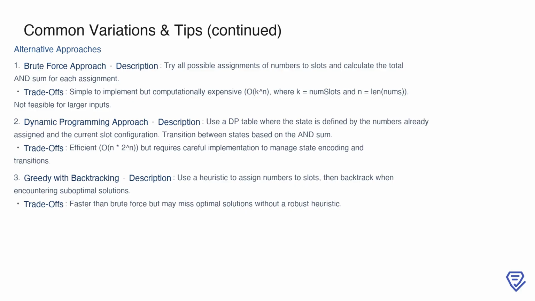Finally, a greedy approach combined with backtracking can offer a middle ground. This method uses a heuristic to assign numbers to slots and then backtracks when encountering suboptimal solutions. While faster than brute force, it can miss the optimal solution if the heuristic isn't robust enough. Weighing these options and understanding their trade-offs is key to selecting the right approach for the given constraints and input size.